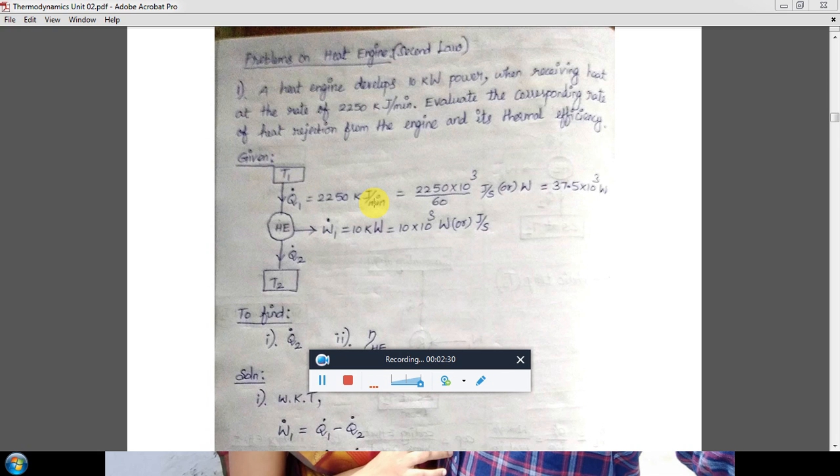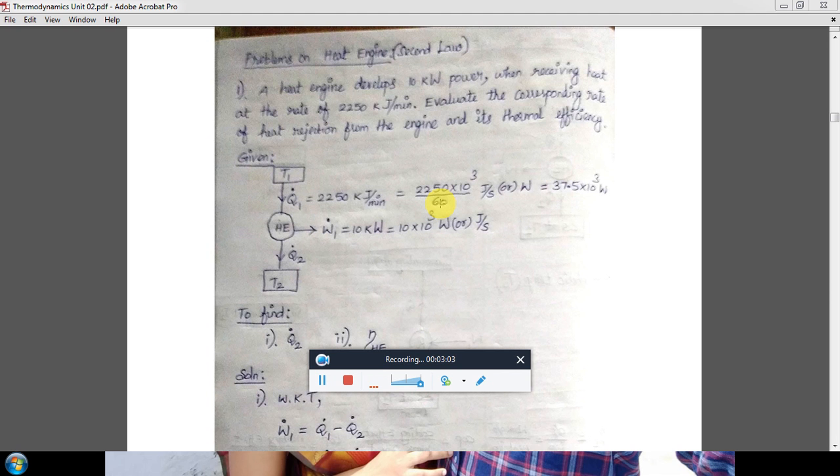To convert the minute, 1 minute is equal to 60 seconds, so we divide by 60 to get per second. Joule per second is called watt. You will get 37.5 into 10 power 3 watt. Again, we can convert kilo into 10 power 3 and write it in the form of watts or joule per second. Keep all the energy terms in joule per second, that is watt, or keep them all as joule.